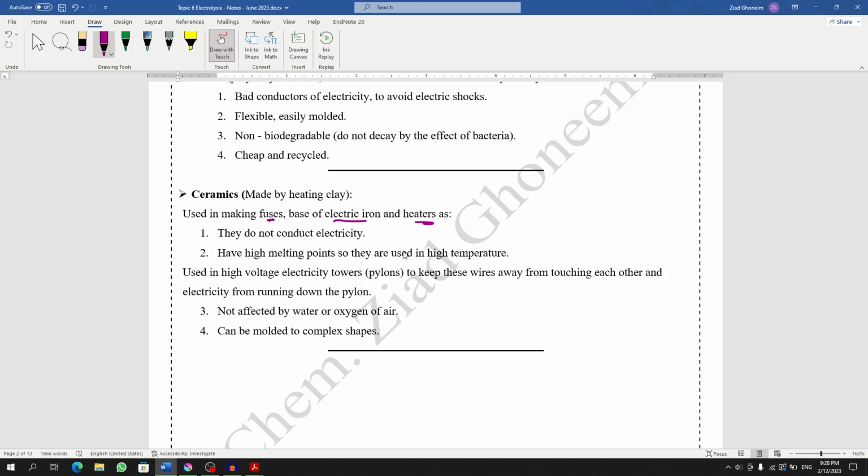They are also used in high voltage electricity towers or pylons to keep these wires away from touching each other and touching the ground. They are not affected by water or oxygen of air, and they can be molded to complex shapes.